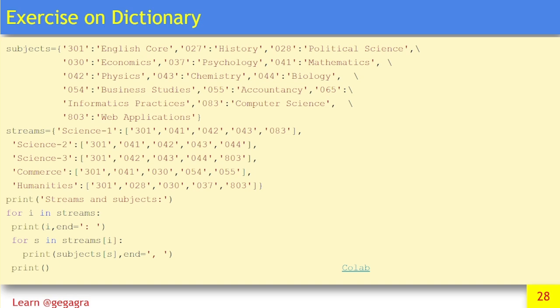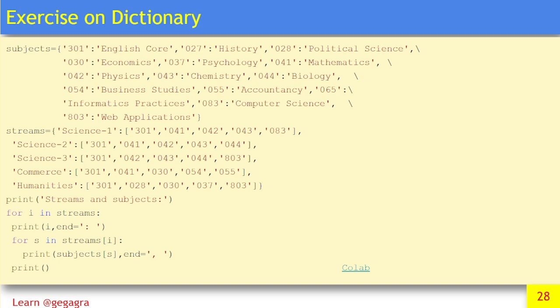And what I am going to do here, I'll implement a loop for streams, and for every stream I'll read the subjects one by one, and this code will display the stream along with the subjects. So this is the science 1 stream. What is 301, what is 041, what is 042. So it will display the subject names as per the stream.